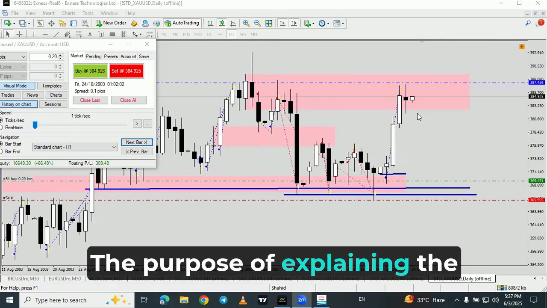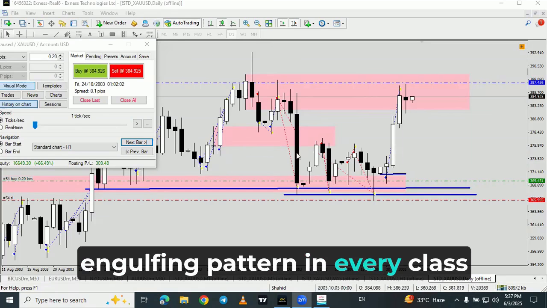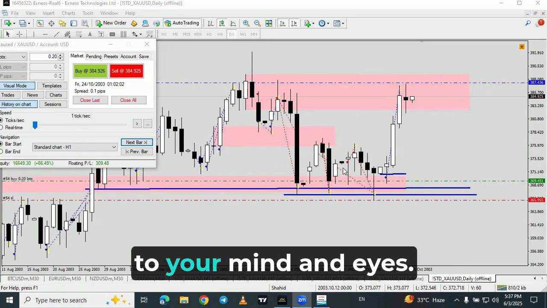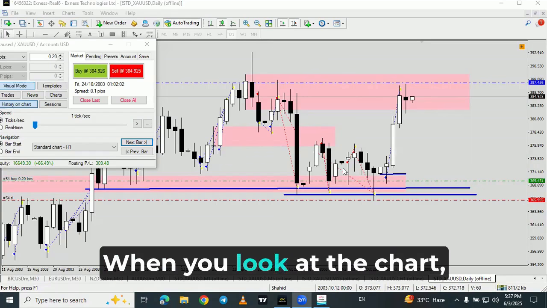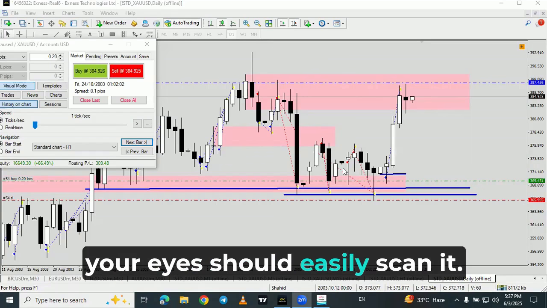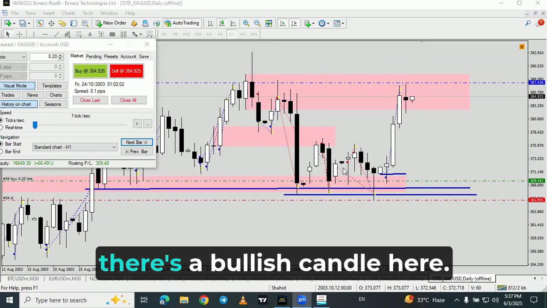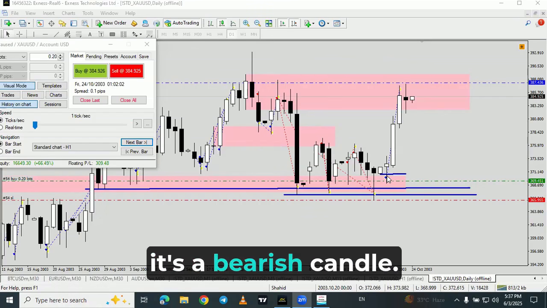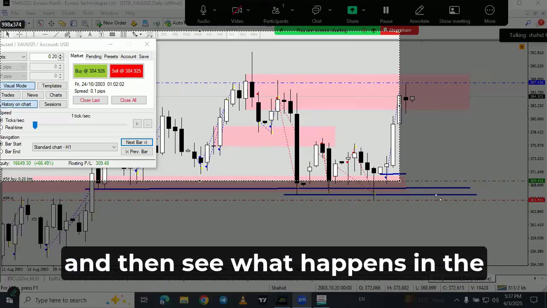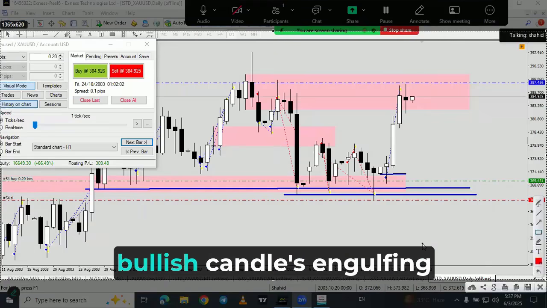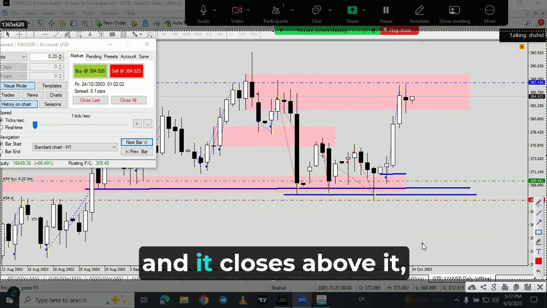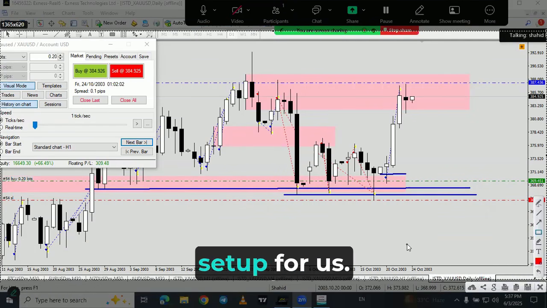The purpose of explaining the engulfing pattern in every class is to help you practice so that it becomes second nature to your mind and eyes. When you look at the chart, your eyes should easily scan it. First, I'm telling you again, there is a bearish candle here. Look at the bearish candle and then see what happens in the bullish candle's engulfing and its low, and if it closes above it, then this is a bullish setup for us.